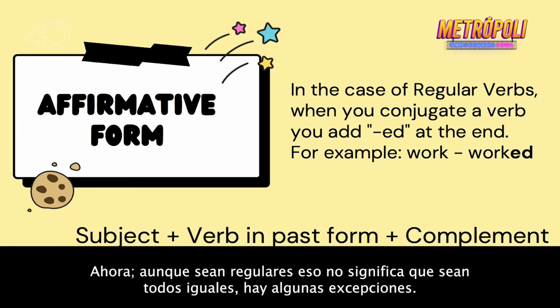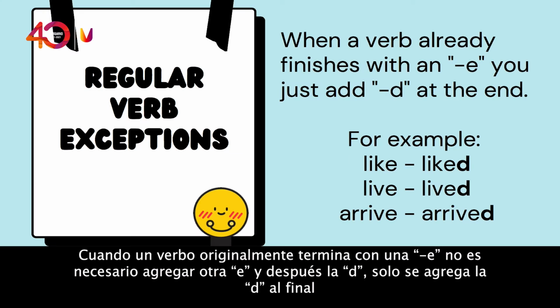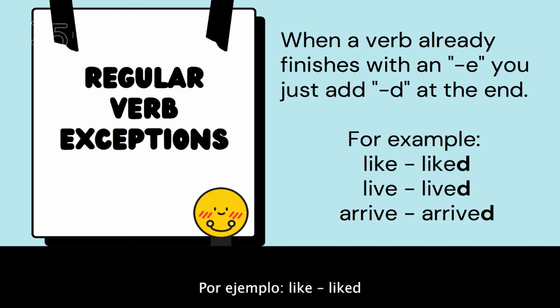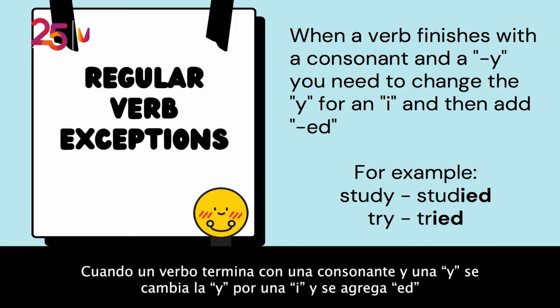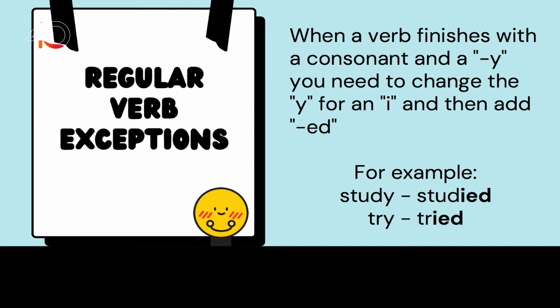For this tense in affirmative, the structure is the following one: subject plus verb in past form plus complement. Now, even if they are regular, that doesn't mean that they are the same. There are some exceptions. When a verb originally finishes with an e, you don't add another e and then the d. You just add a d at the end. For example, like, liked. When a verb finishes with a consonant and a y, you change the y for an i and add the ed. For example, study, studied.